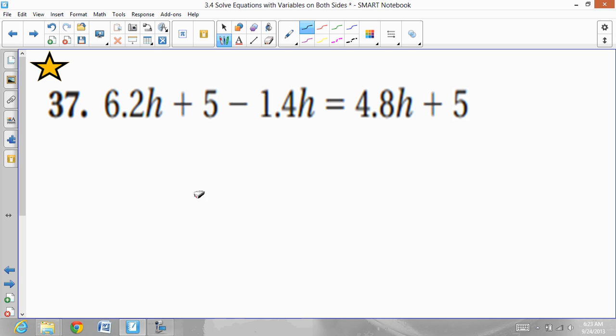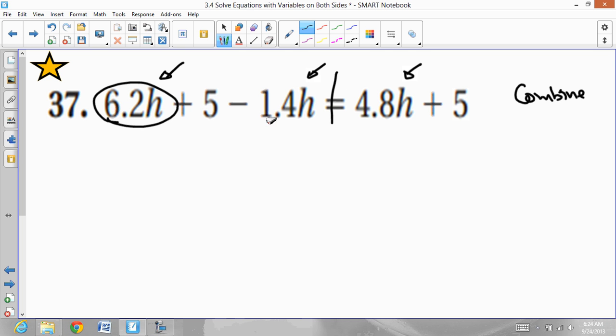Let's focus on question number 37. Now, if I focus on all the variables, I have one here, and one here. Now, this is my equal sign. Now, if you look on one side, they cannot be in two different places on the same side. I'm trying to collect them all in one. When I try to collect them, I'm going to combine the like terms on one side of the equal sign. So I'm going to combine this with this.